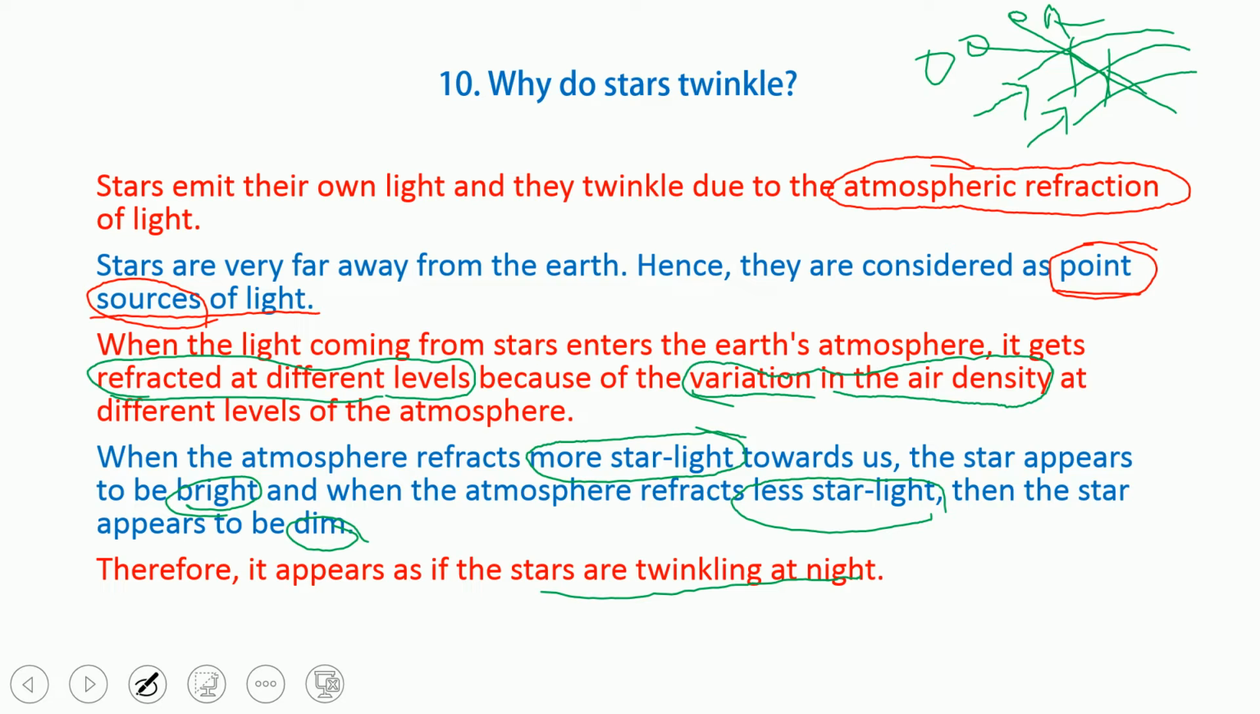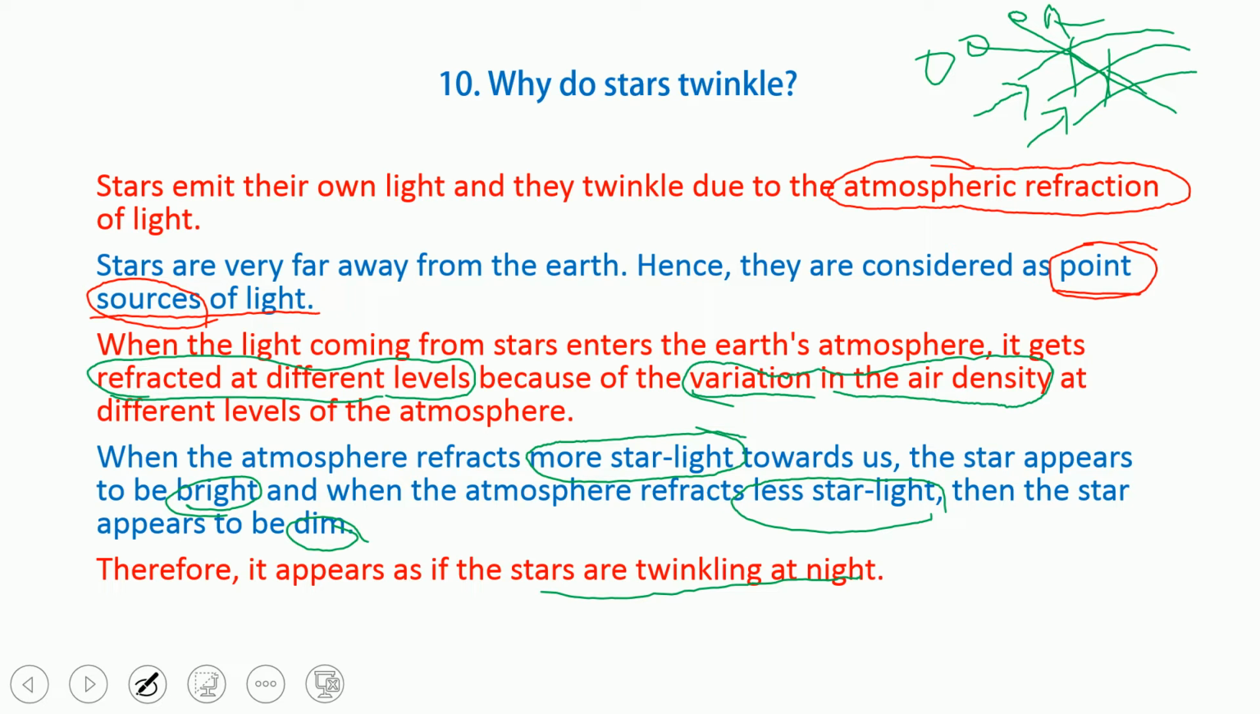The stars emit their own light, and they twinkle due to the atmospheric refraction. These keywords you must note down: atmospheric refraction. Stars are very far away from the Earth, hence they are considered as a point source of light. When the light coming from the stars enters the Earth's atmosphere, it gets refracted at a different level because of the variation in the air density at a different level of the atmosphere.